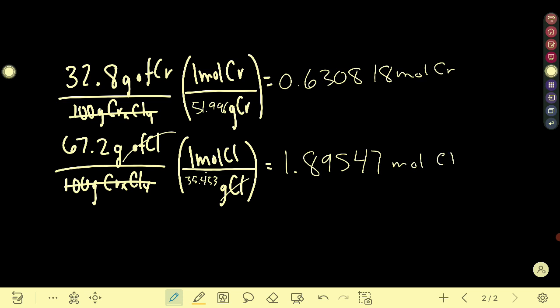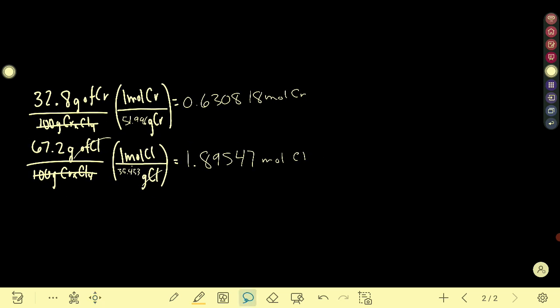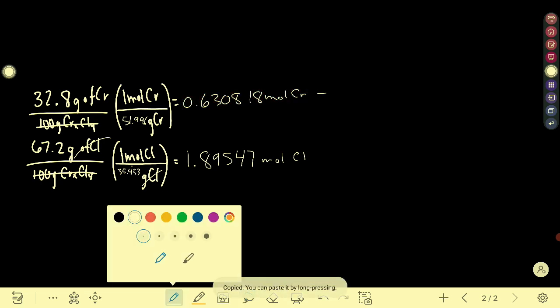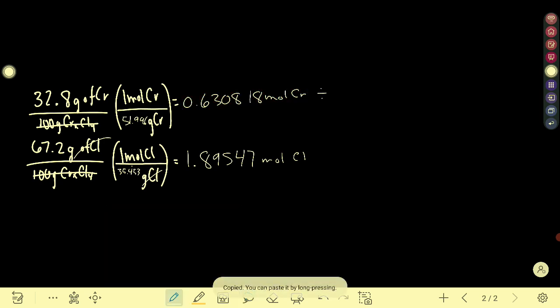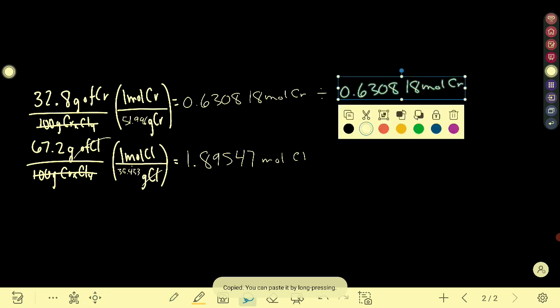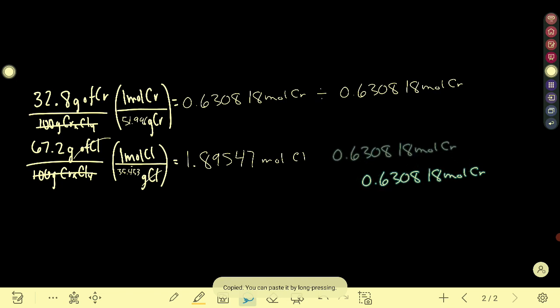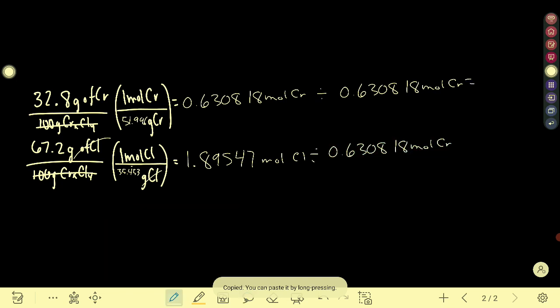Now, just like before with the ratio, we're going to divide by the smallest, and when we divide chromium by itself, it's obviously going to get 1. So here I'm just going to highlight the exact same thing, and then we're going to divide by this, and then divide by it again. And when we do that, this one is going to give us exactly 1, divided by itself.